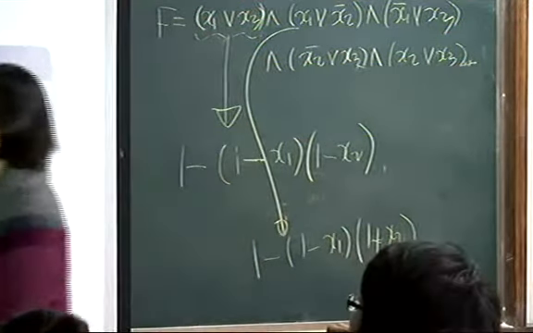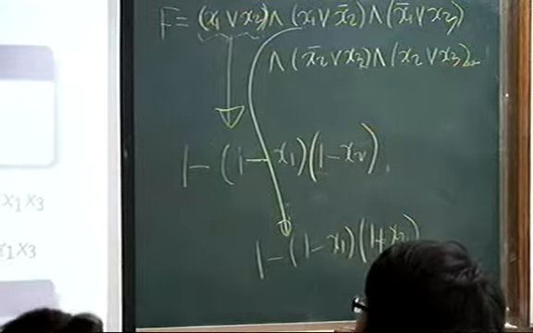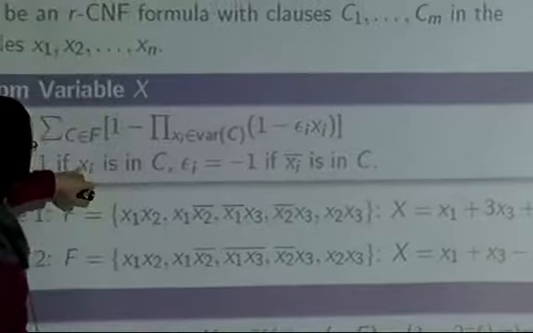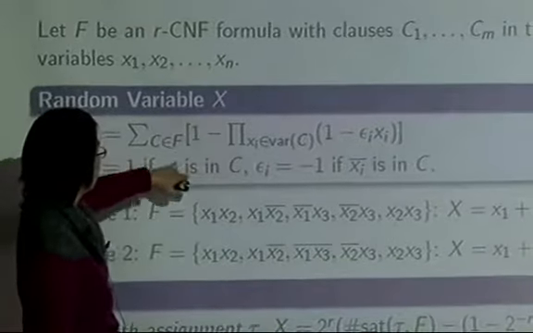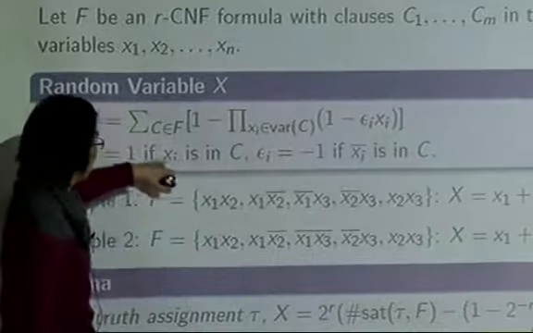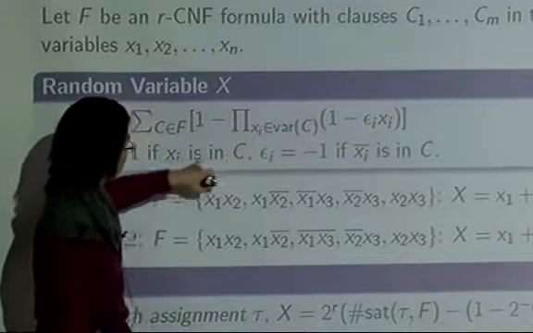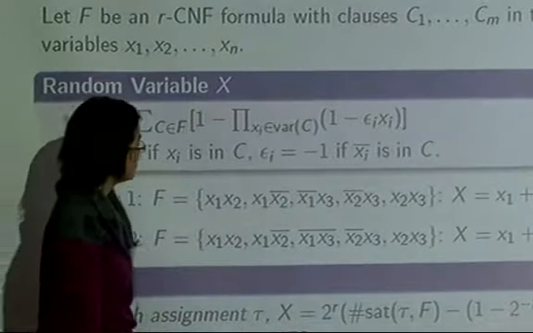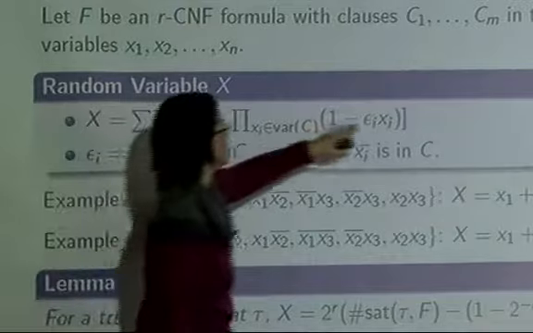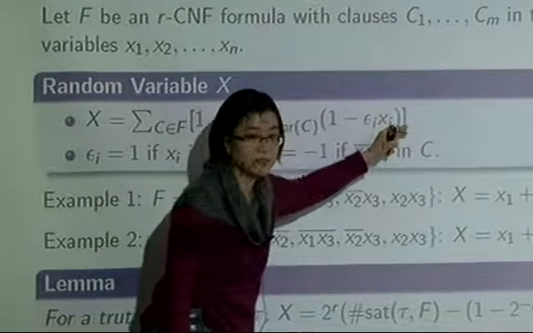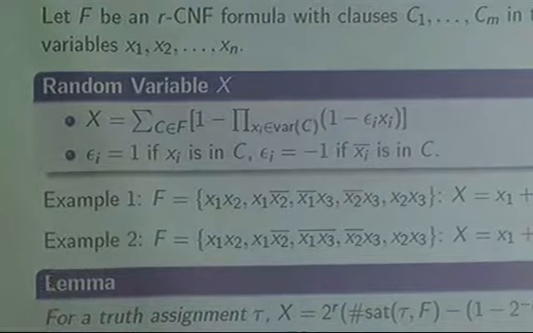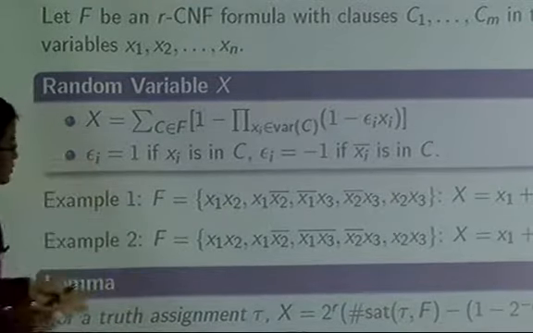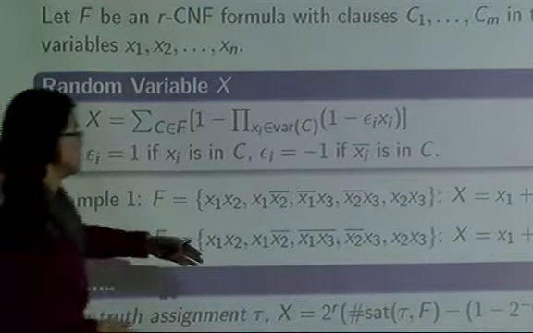So we define the random variable x in that way, and epsilon i is 1 if the corresponding variable appears in the same clause in positive form, and it's minus 1 if it appears in negative form. And it's a random variable because we want to randomly choose the xi's from minus 1 or 1. So minus 1 means it's assigned false, and 1 means it's assigned true.